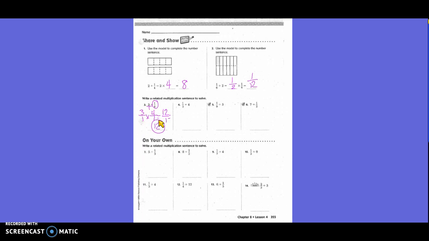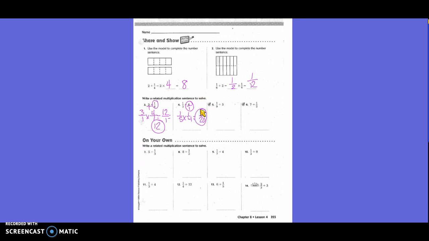Next one, what am I going to do? Write 4/1. Then I'm going to circle 4/1, because that's the one I'm going to flip or change. So then I'm going to write 1/5 times 1/4 equals 1/20.